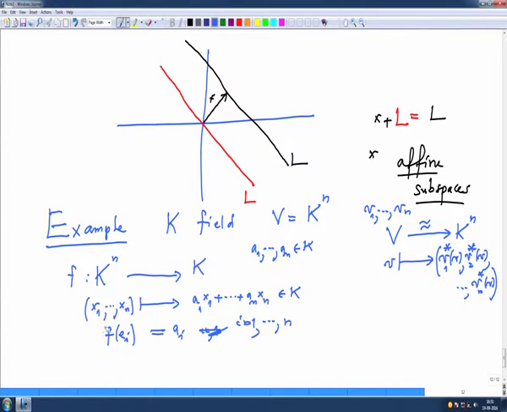So, if f is non-zero, f non-zero means at least one of the a_i should be non-zero, equivalent to saying at least one of a1 to an is not equal to 0, and then it will be a non-zero linear form. And then just now we have seen it will correspond to a hyperplane. Which hyperplane? That is the kernel one. So, what is the kernel in this case?